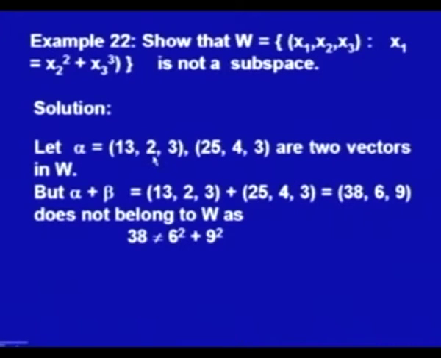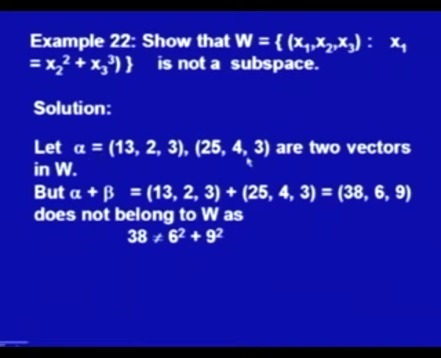13 is equal to x2 square plus x3 square, 4 plus 9, and in this case 25 is equal to 4 square plus 3 square, that is 16 plus 9 is 25. So, these two satisfy this condition. But if you consider alpha plus beta, then the sum of these two vectors is 38, 6, 9, but this vector does not belong to W. One can easily check that 38 is not equal to 6 square plus 9 square.